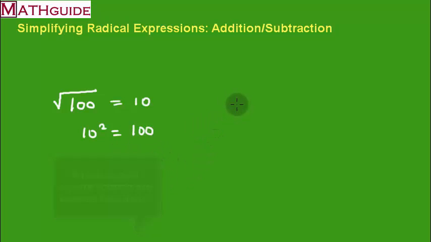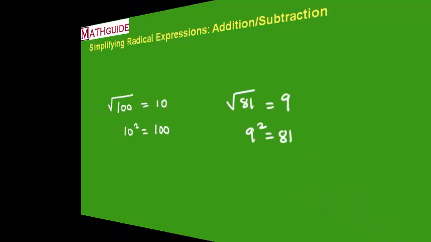Okay, so let's try another one. How about we take the square root of 81? Well, the square root of 81 is 9, and the reason is 9 squared is 81. See, square, square root, they sound the same. They're inverse functions, so one checks the other. All right, so that should be a quick review of square roots. Let's put it to some use.